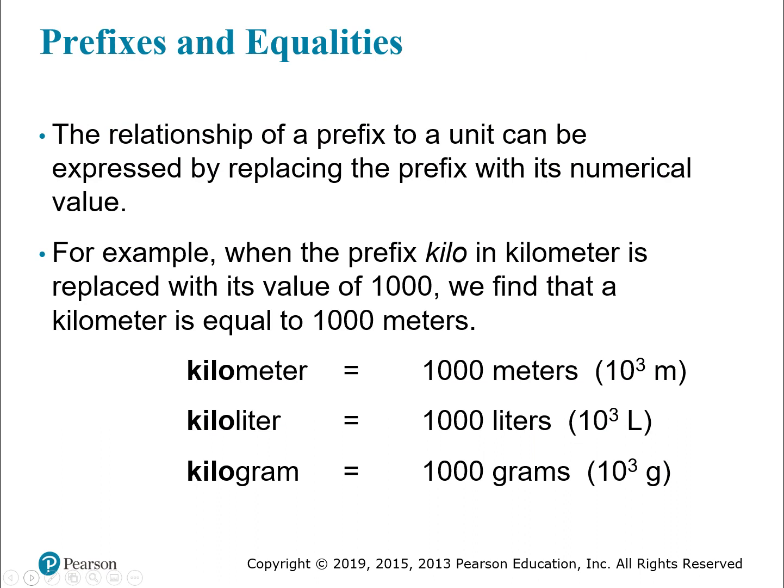The relationship of a prefix to a unit can be expressed by replacing the prefix with its numerical value. So when you look at the kilometer, if we have that chart in front of us, we would know that kilo means 1,000. And then you just leave the meter. So 1,000 meters is the same thing as a kilometer. You can also write it in scientific notation, 10 to the third. That's also the same thing.